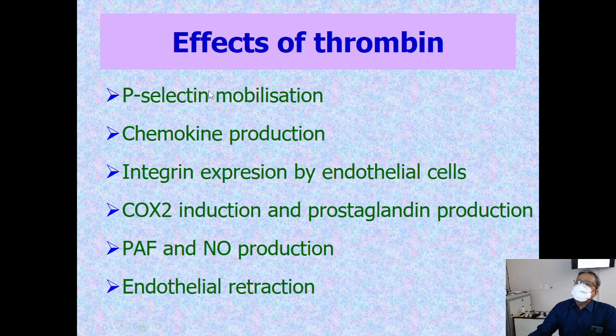So, in endothelial cells. Then the second important is chemokines. Third is integrin expression by endothelial cells. So, essentially, it is activating the endothelial cells. Then COX-2 and prostaglandin production. So almost many of the cellular functions of inflammation, you can say. The previous mediators which we studied were mostly affecting the vascular functions of inflammation. These are affecting the cellular function, endothelial function and activation.